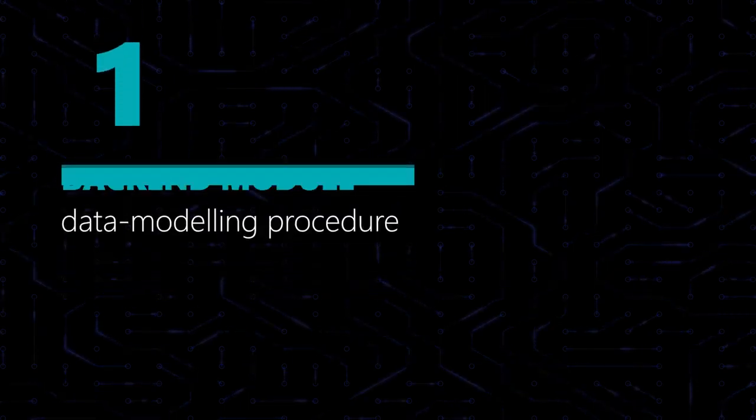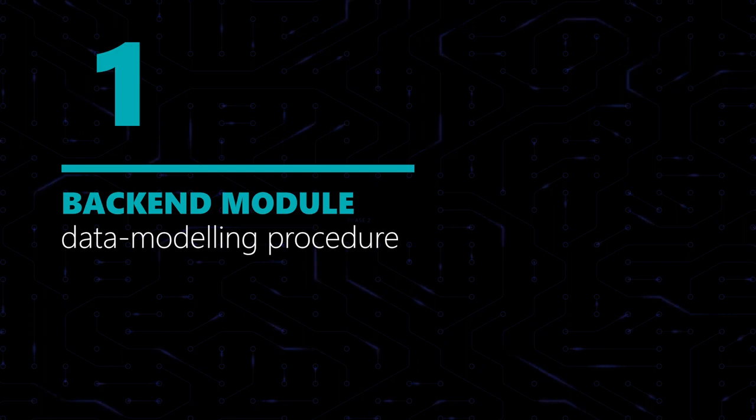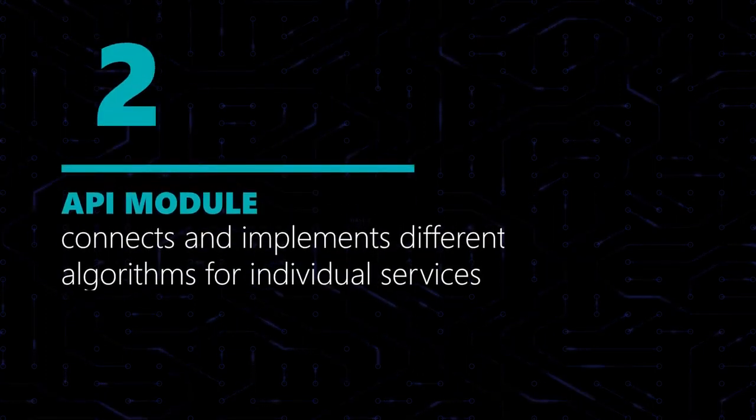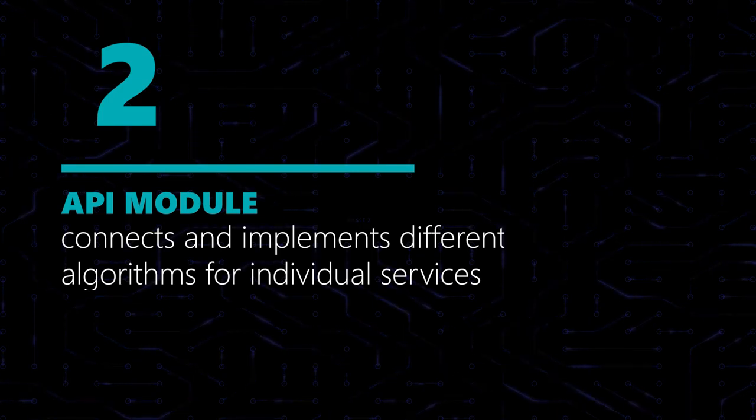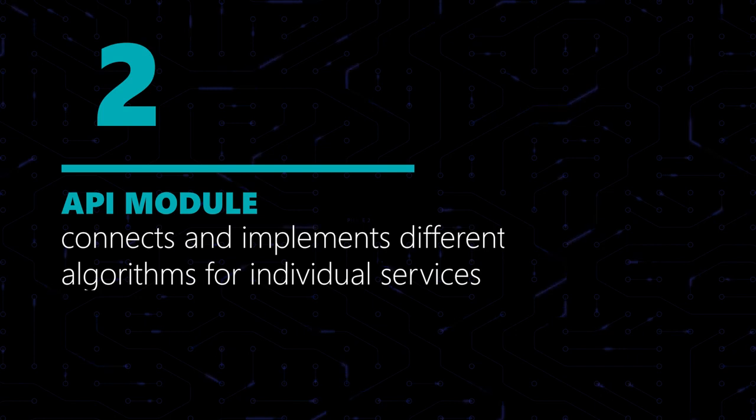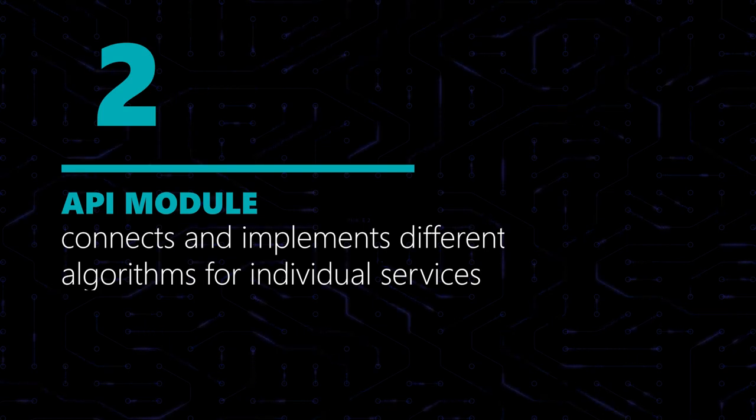Now, let's look under the hood. The whole technology stack gravitates around three main modules. Backend module, the actual data modeling procedure that we just talked about. API module, which connects and implements different algorithms for individual services implemented and exposed to the end users as endpoints.